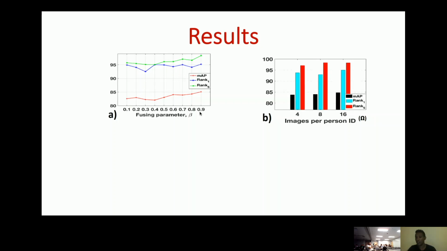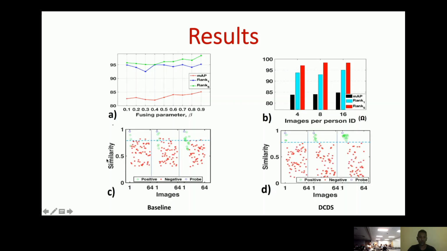Here we assess the number of images per ID during the training process. Also here, the performance of our model is consistent regardless of the varying number of person images per ID in a given batch.